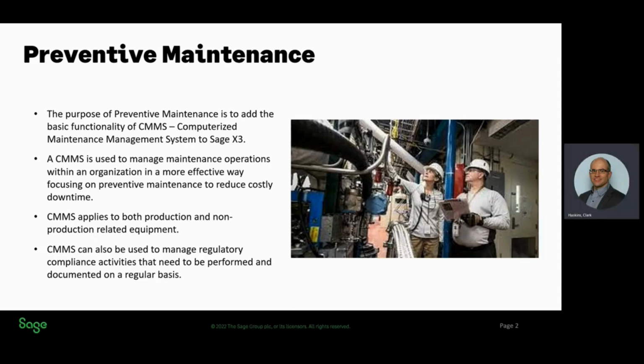Now, a CMMS can also be used to manage regulatory compliance for quality management systems, activities like calibrations and inspections that need to be performed on a scheduled basis and documented to provide proof that the task was completed. In simple terms, think of managing your vehicle's maintenance. The same applies to the equipment within a production facility. Preventive maintenance will bring the change oil light to SAGE X3.